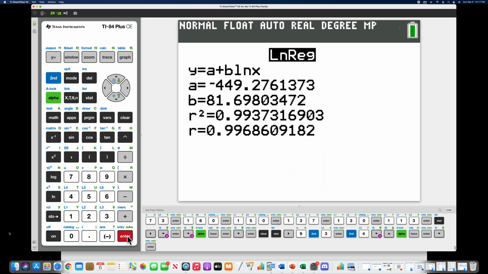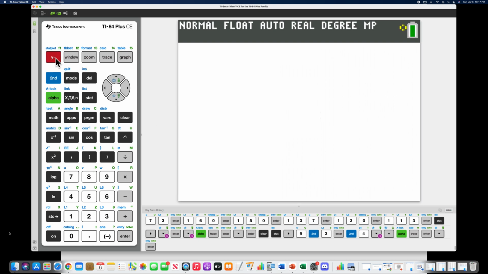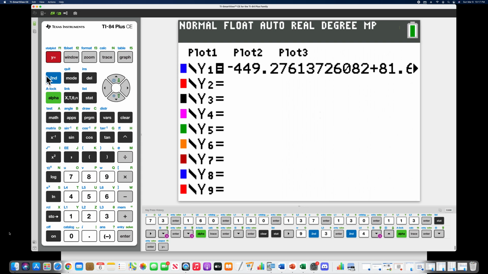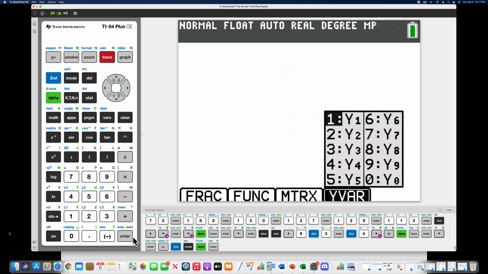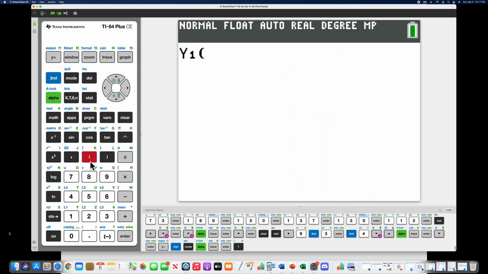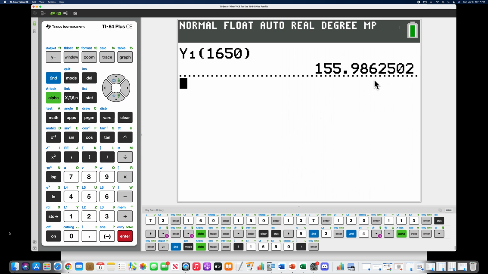All right, so 1650, you can literally go, because it's automatically stored in Y1, in the home screen, you can go alpha, trace, Y1, enter, left parentheses, $1,650, and it gives you the value. So 156 computers is what we're going to have.